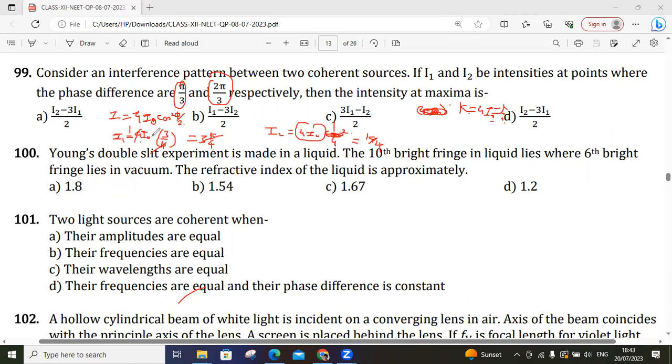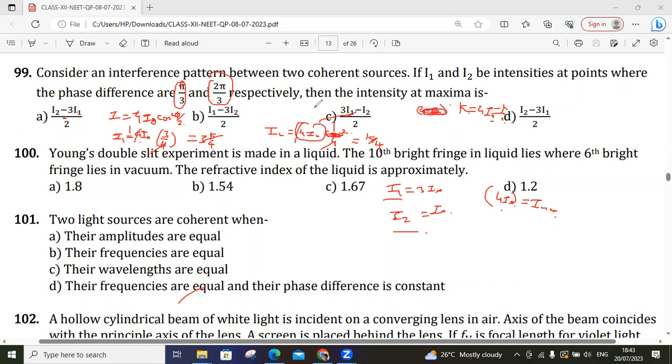Or if you do it like this also, I1 will be 3 I naught. And I2 will be, if you cancel this, I naught. But we want 4 I naught. So 4 I naught is equal to I max. So we want this I max in terms of I1 and I2. So which option can we get? I2 minus 9 I naught, no, this will be negative. 3 I1 minus I2 is 9 I naught minus I naught, which is 8 I naught. 8 I naught by 2 is 4 I naught. Okay, this is the answer. Option C.